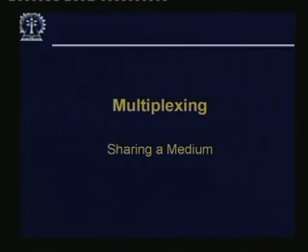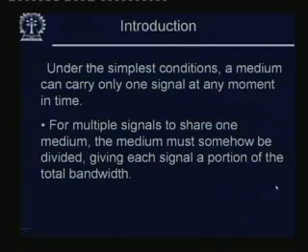Good day. So, today we will be talking about multiplexing. Multiplexing is about sharing a medium. That means different users are sharing the same medium for communication at the same time. Now, under the simplest condition, a medium can carry one signal at any moment, because if there are two signals over there, they are going to interfere and the signal will get garbled.